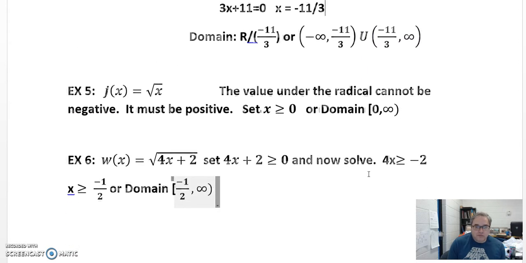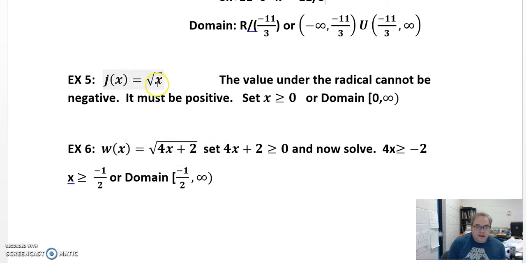Radicals, a little bit different. I cannot have negative numbers under the radical. So generally what you're going to do is take whatever's under the radical, like right here, and set it greater than or equal to 0. And if there's any solving to do, you solve, or you're done. In this case, you're done. My domain is all numbers greater than or equal to 0. I could say all positive numbers, including 0. I could write like this in interval notation.